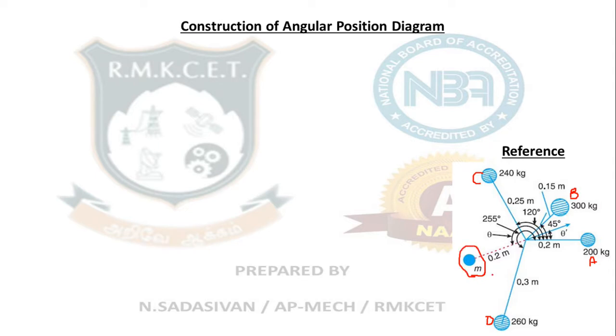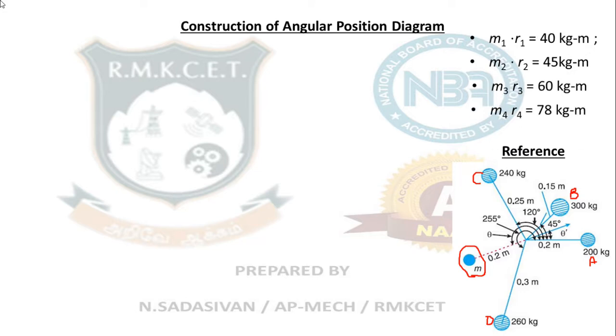For this I am going to do vector construction. Please take your scale and pencil. Let's start the problem. These values also you have to keep in mind: M1 R1, M2 R2, M3 R3, M4 R4. Now I am going to construct the angular position.